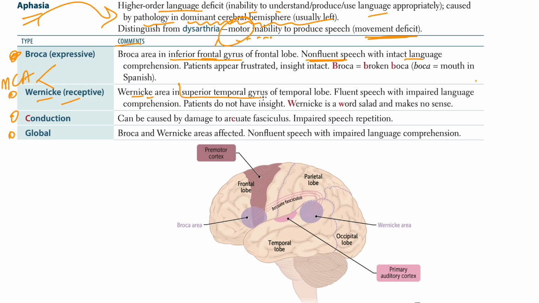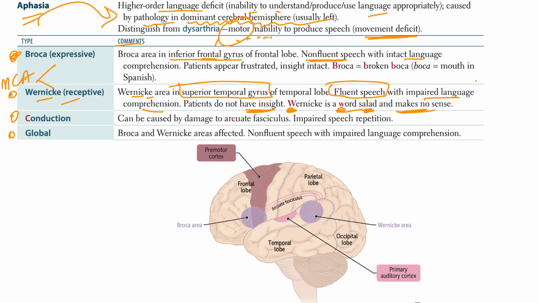Moving on with the Wernicke's, which is receptive. Wernicke's area is in the superior temporal gyrus, high yield, of the temporal lobe. They have fluent speech with impaired language comprehension. Wernicke's area is the word salad. Whatever they're saying doesn't make sense. They're saying a lot of things, but nothing is comprehended. You can't understand them. Comprehension is impaired. They don't have insight.